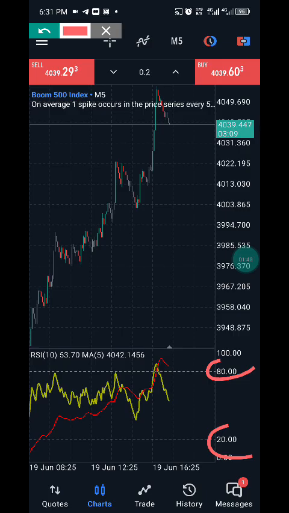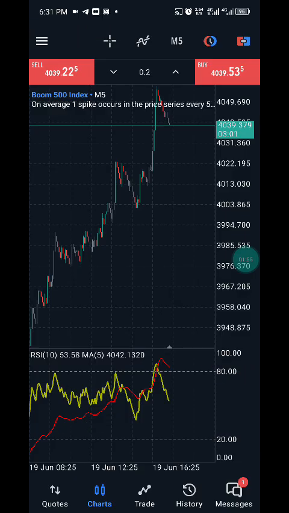So how are you going to do this? Our moving average is the red line, and our RSI is the yellow line, and what you are going to be studying here is very simple. Anytime our price touches our 80 level, this is the right time for us to enter a sell entry.